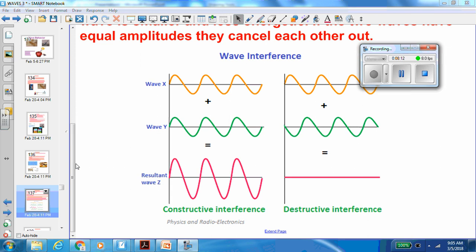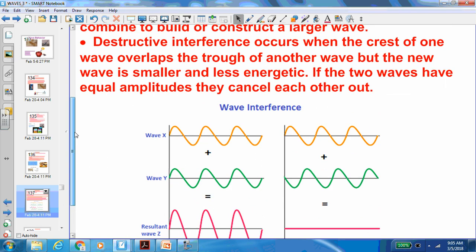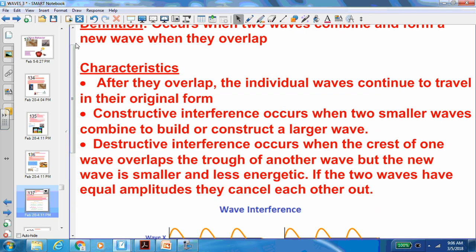That brings us to the end of our lesson on wave behavior. Please make sure that you have completely filled out your graphic organizer and that you have all of the information that you need on this topic.